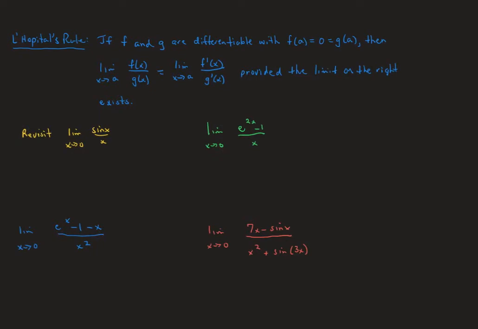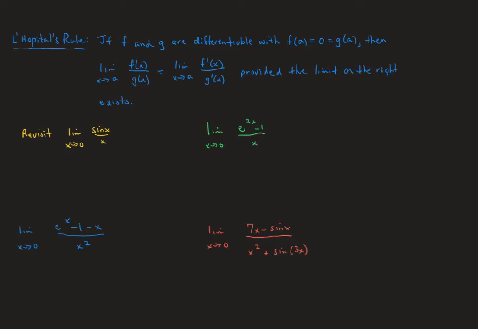L'Hopital's rule says if f and g are differentiable, with f of a equal to 0 and g of a also equal to 0, then the limit as x approaches a of f of x over g of x is equal to the limit as x approaches a of the derivative of f over the derivative of g, provided the limit on that right exists. So there's a little bit to unpack here.